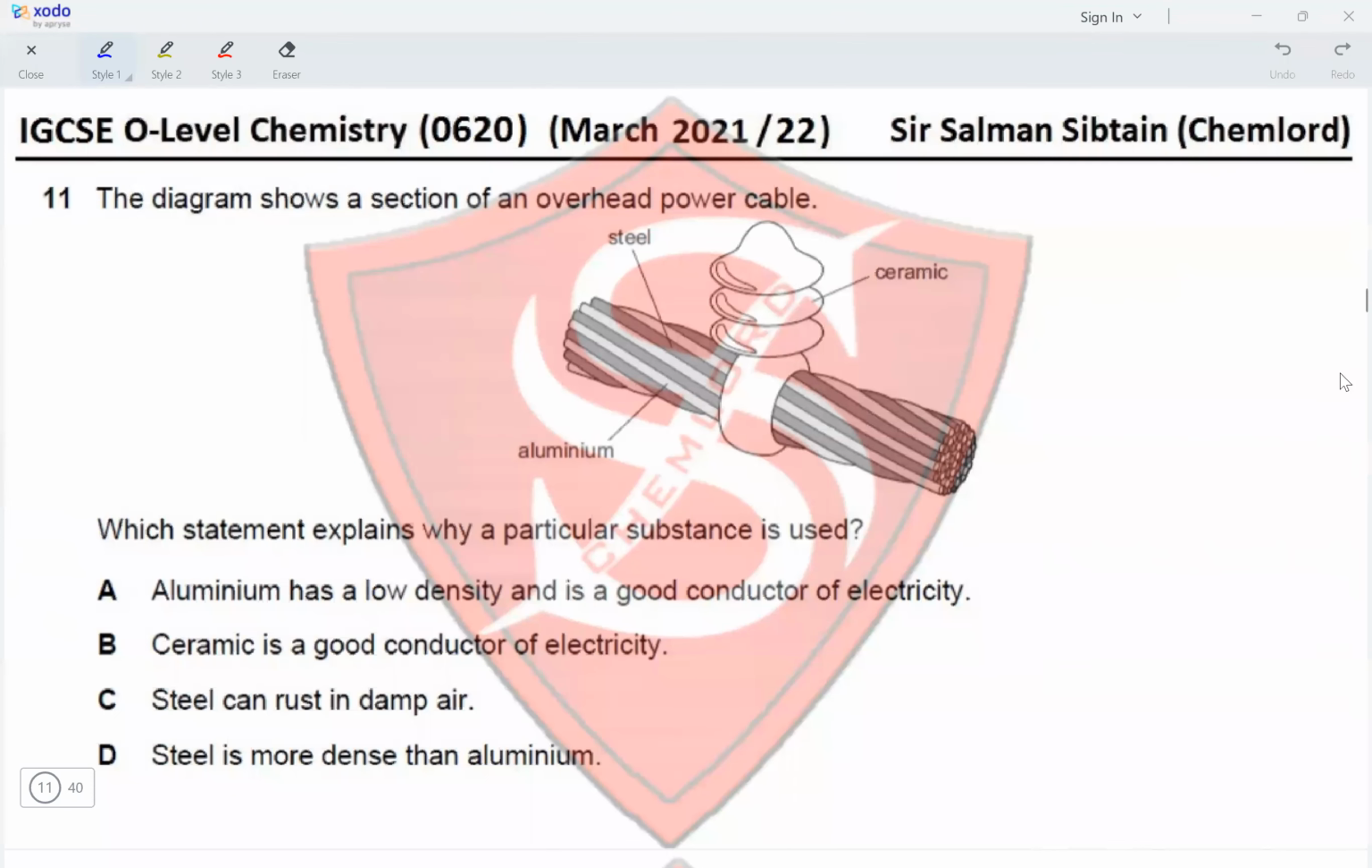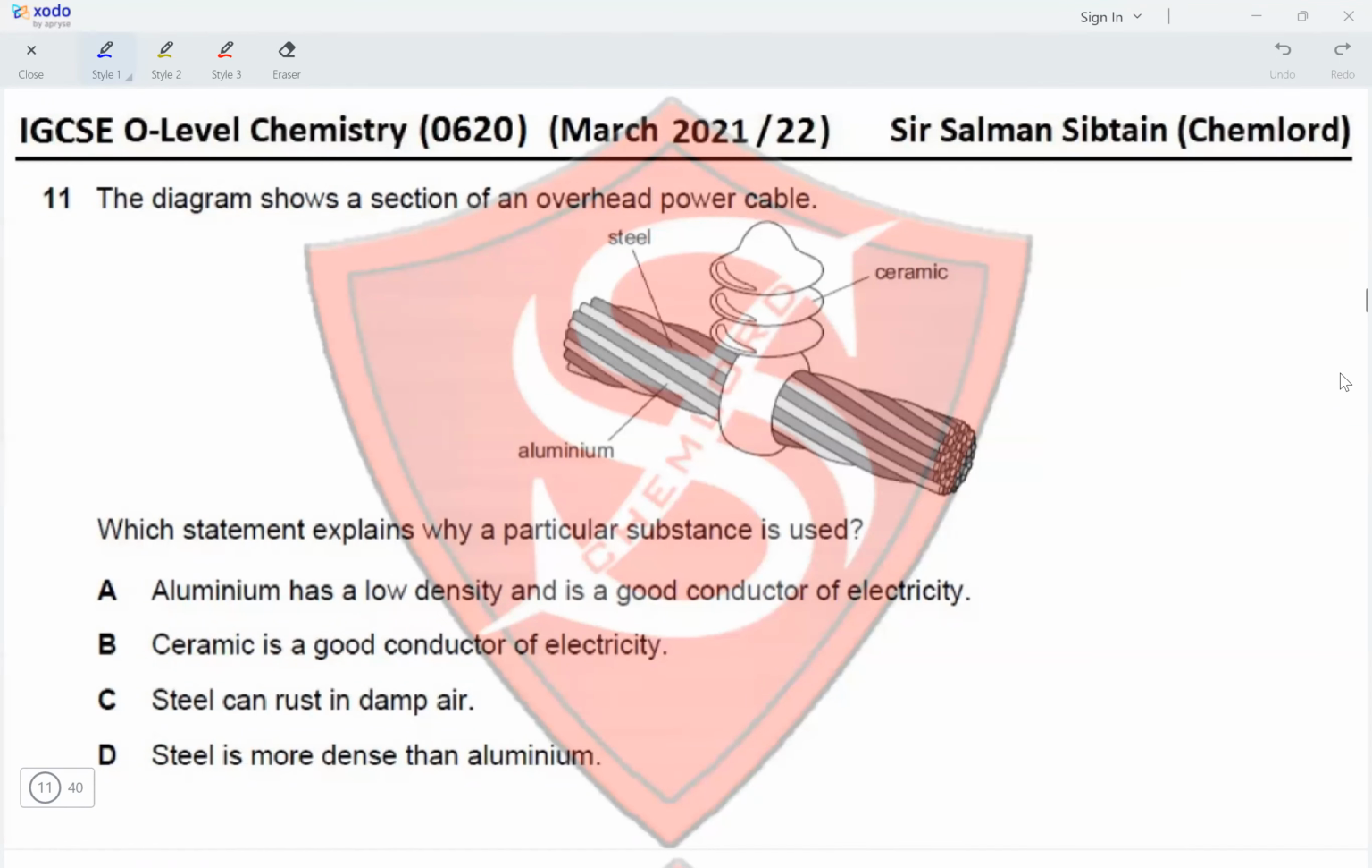Hi guys, this is IGCSE O-Level Chemistry, paper 22, extended MCQs, March 2021, question 11. The diagram shows a section of an overhead power cable. Okay, so we've got an aluminum wire and steel wire rounded up together and held together by a ceramic holder. Which statement explains why a particular substance is used?